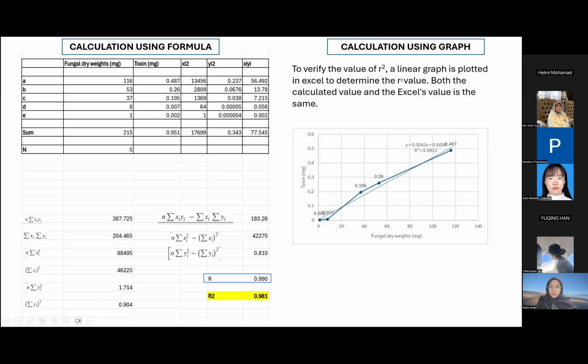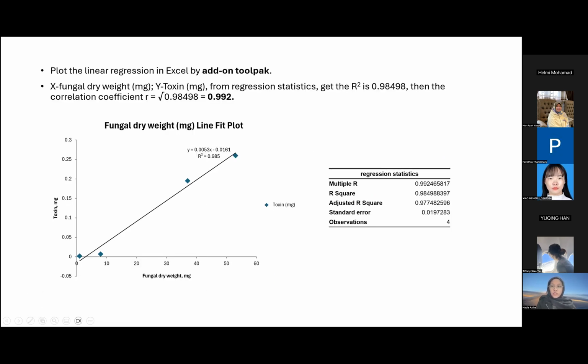Other than that, we also included another method of finding the correlation coefficient, which is by the add-on Toolpak. It is a regression tool in Excel as well. From the calculation, this is more direct. The R is 0.992, which is quite similar, with only a slight minor difference compared to using the normal function of Excel.